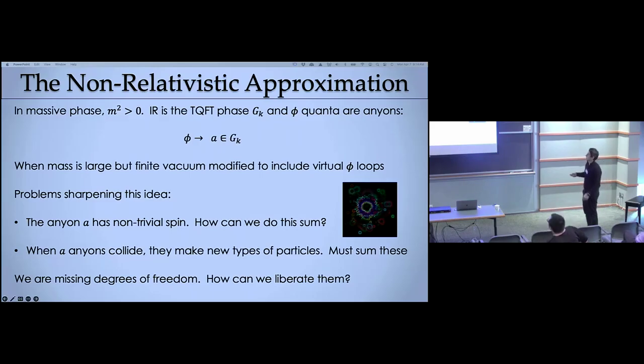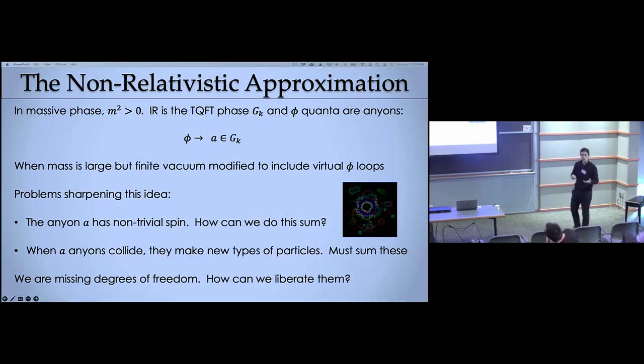Okay, so that's what's going on when the mass is infinite. What about when the mass is large but finite? Remember, our goal here is to be effective field theorists looking up from the infrared. Well, then we should try to modify the vacuum to include virtual phi loops, or from the viewpoint of the TQFT, virtual loops of these anyons, A. So here's some messy vacuum that we all see drawn as cartoons in QFT class.